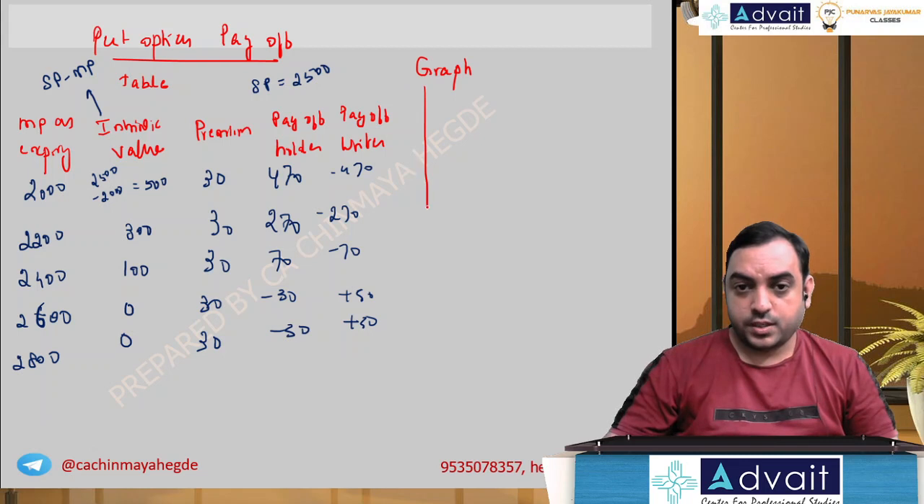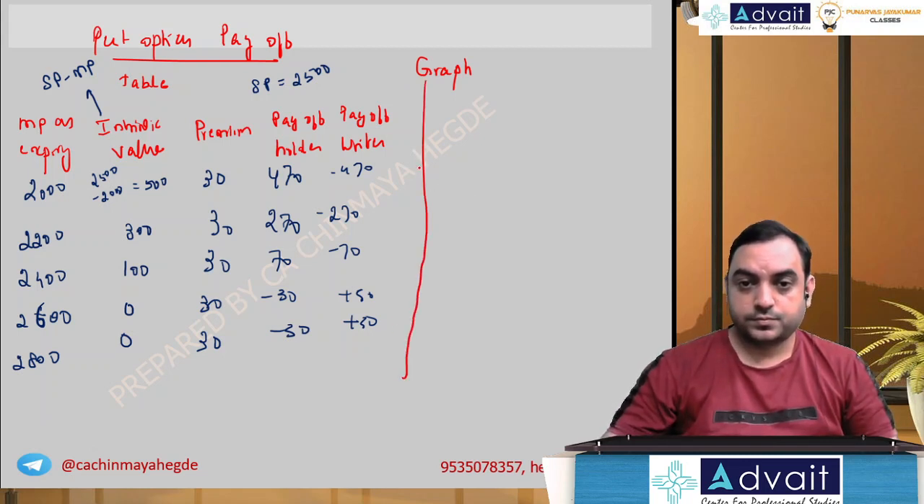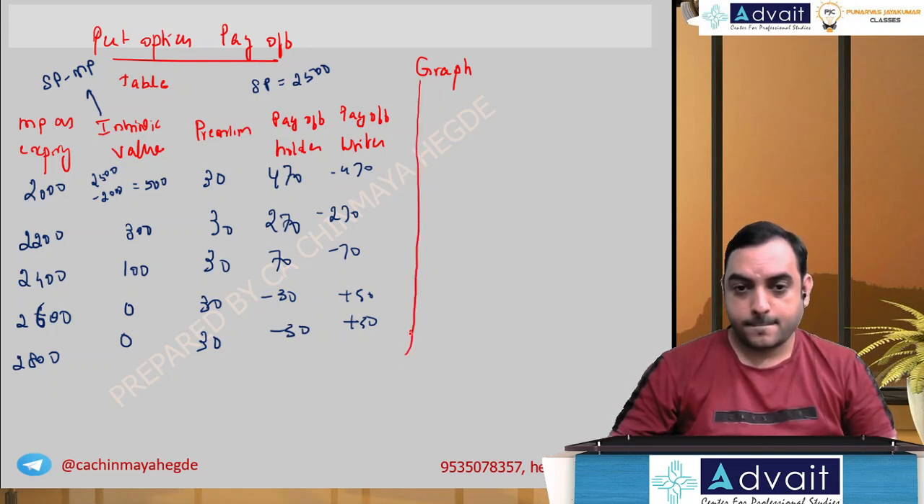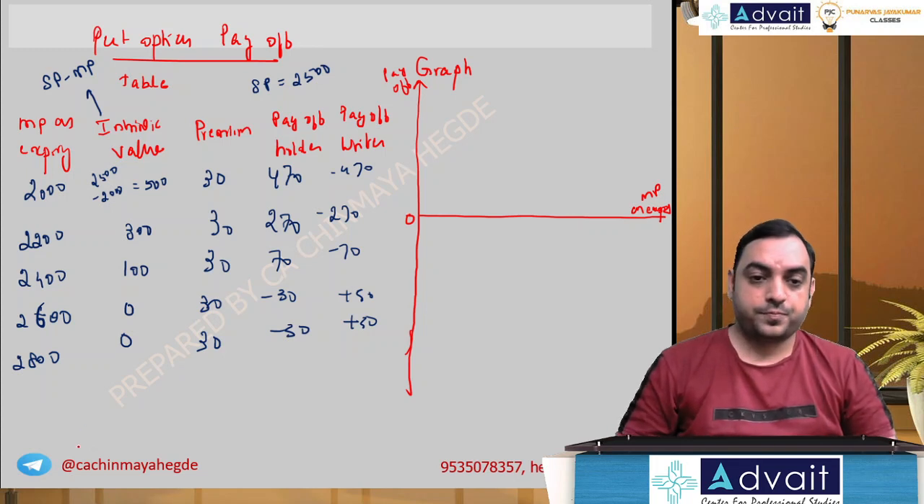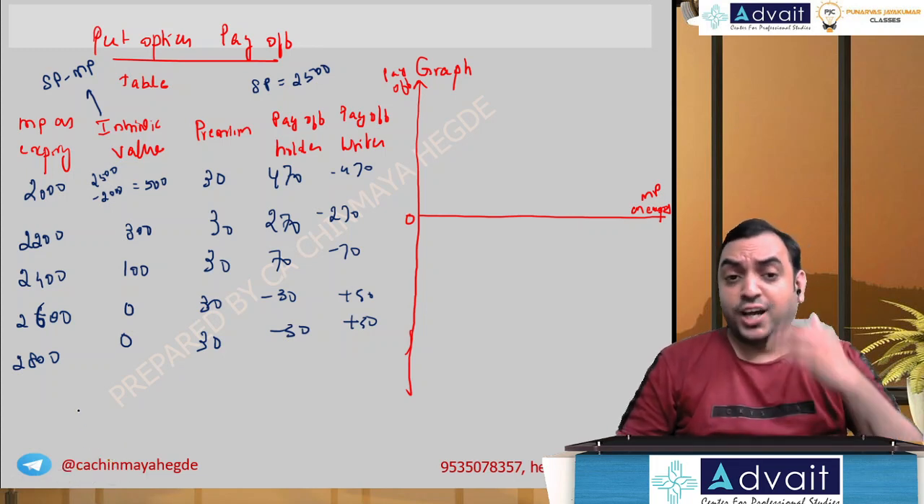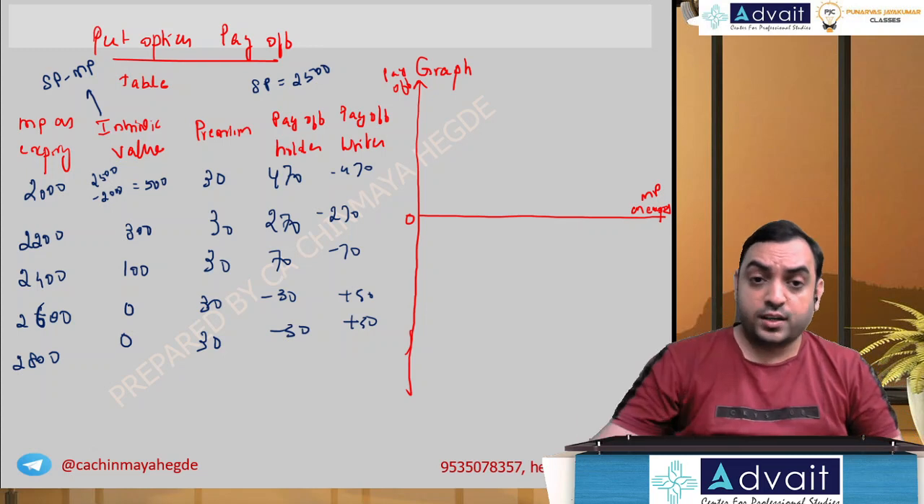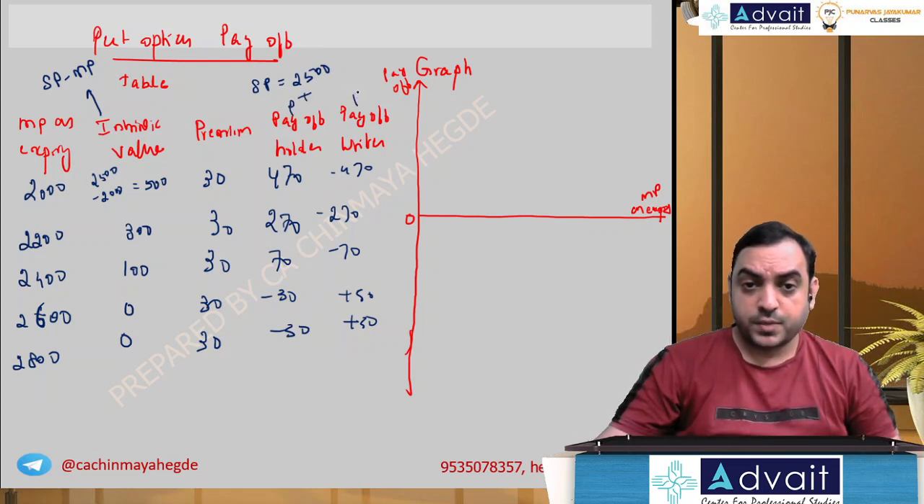So let's put up the graph. Okay. So this is payoff. This is market price on expiry, origin. How is the graph of the payoff of a put option holder? This is P plus, P minus.